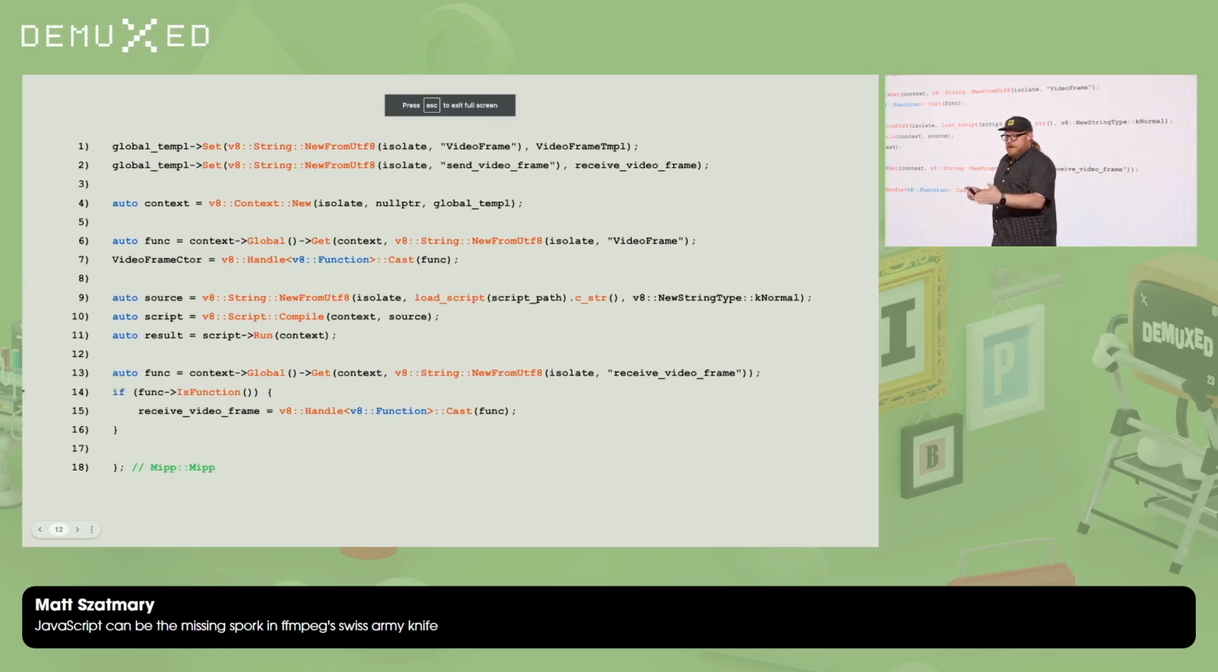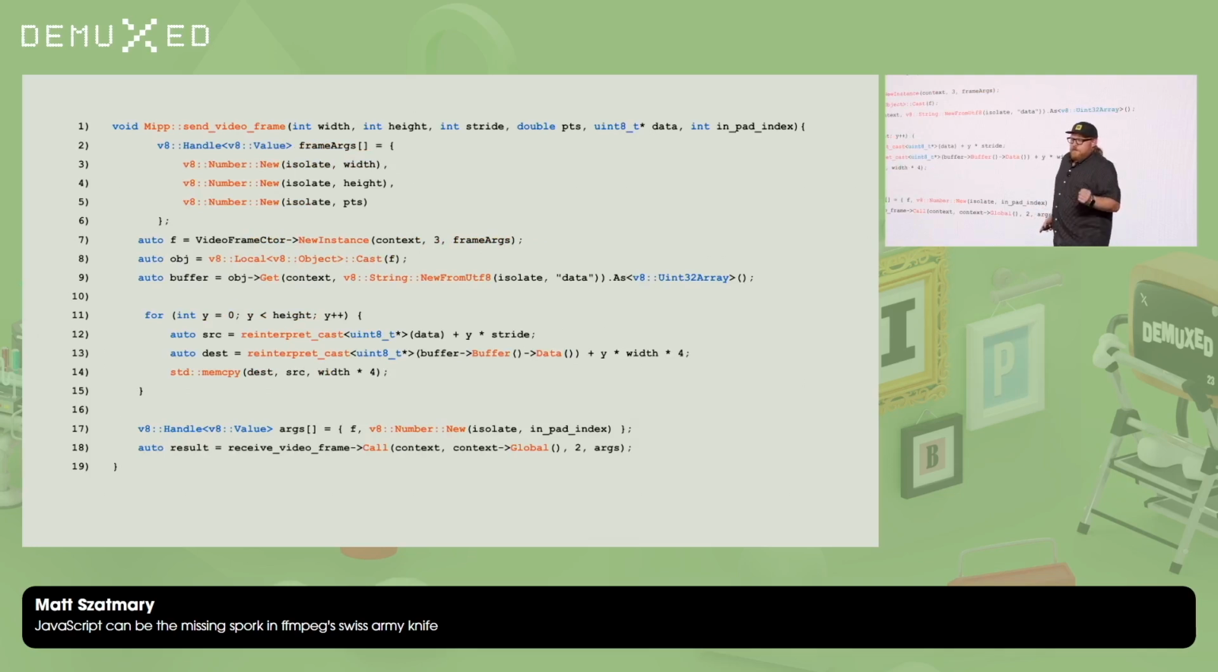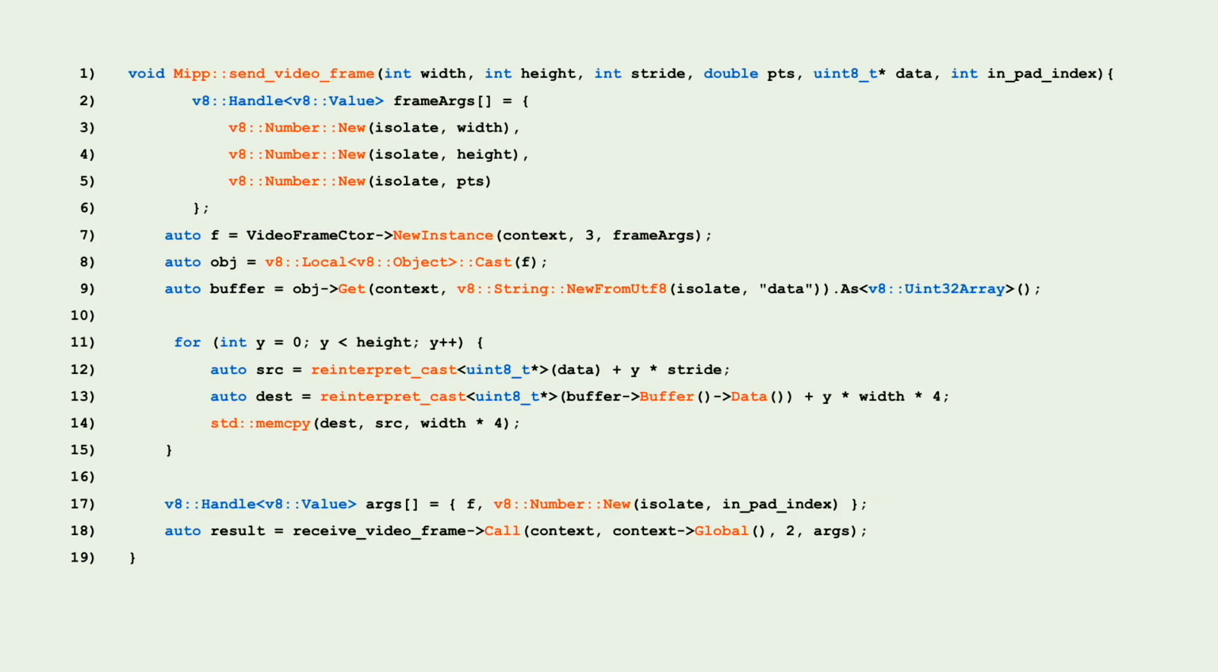We load the script, we compile the script, and we run the script. Again, we're still in the initialization phase of the FFmpeg filter, so we get all that done and out of the way early. Then at that point, we say, hey, that script we just ran, does it have a function called receive video frame? If it does, remember that handle. And then finally, we have to have the function to send the video frame in to the JavaScript, which is the send video frame function. This is called from C, so it takes the width, height, stride, creates a frame using that constructor we just created, copies the pixel data into the memory that it was allocated, and then calls the receive video frame that the user created.